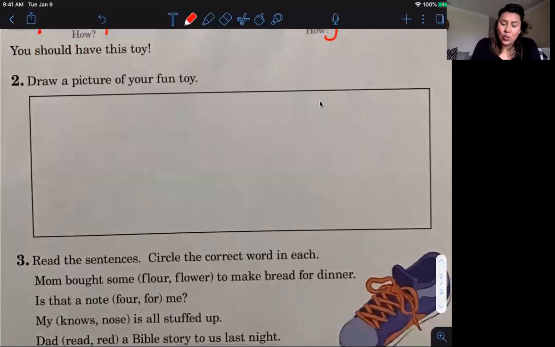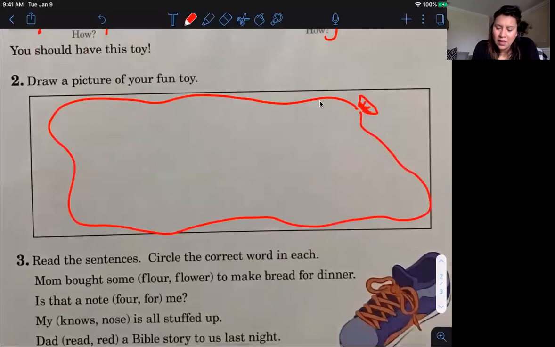I'm imagining a really big, like, water balloon. That's probably the ugliest water balloon ever drawn in the world. Anyway, you can draw whatever you imagine, whatever our toy is. Go ahead and draw it right there in that picture. Please don't copy what I just did because it's not the best drawing.